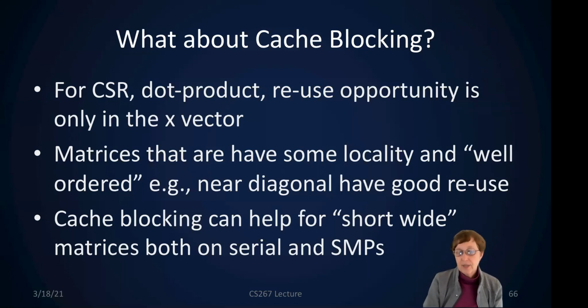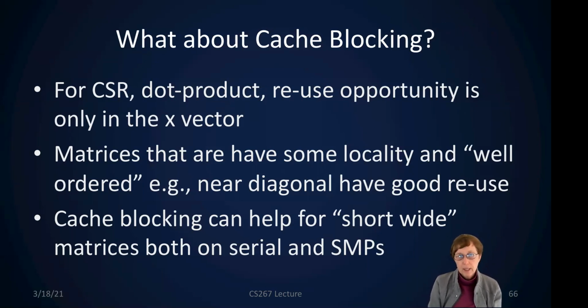All right, now an obvious question you might have from working on homework 1 is: what about cache blocking? First of all, for matrix vector multiply, whether it's sparse or dense, you don't tend to get nearly as much benefit from cache blocking. In fact, you may not see any at all. The reason is that you don't have any reuse of the A matrix. You only have reuse of the X vector.